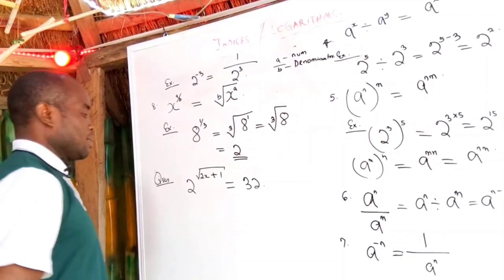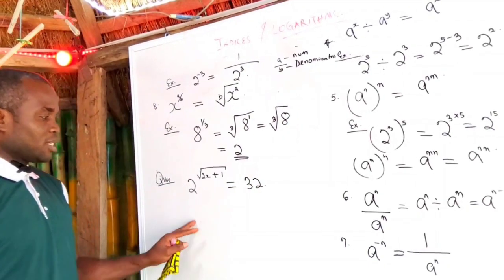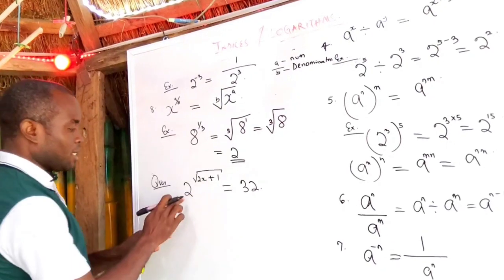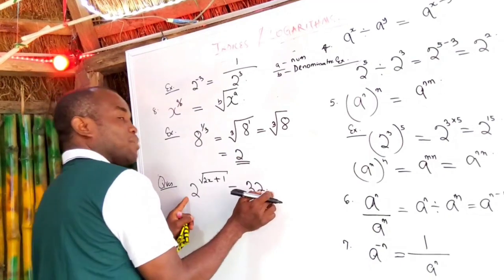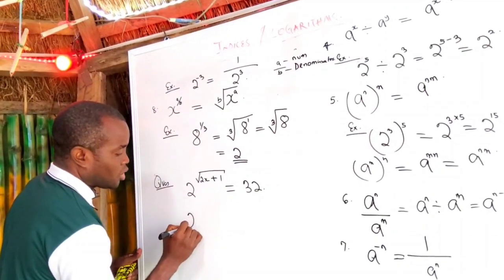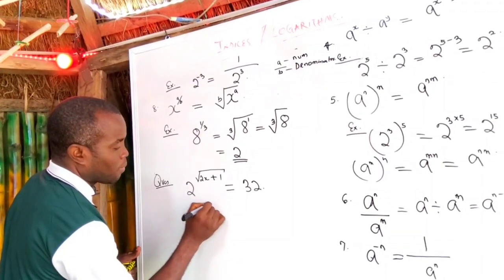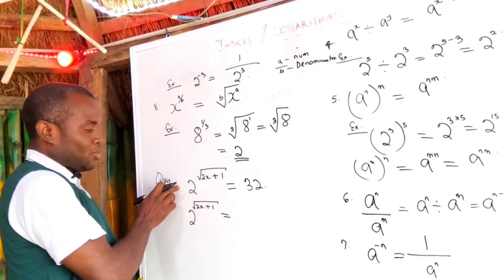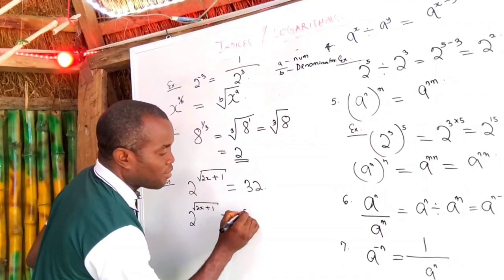So how do you approach this? Let's look at how we can solve this. Simply, what we're looking for here is x. This is 2 raised to power, and this is 32. Can we convert this and this to the same base? So you say 2 raised to power 2x plus 1 equals, can we convert this 32 to become the same base with this very one? Yes, we can, because this is the same thing as 2 raised to power 5.